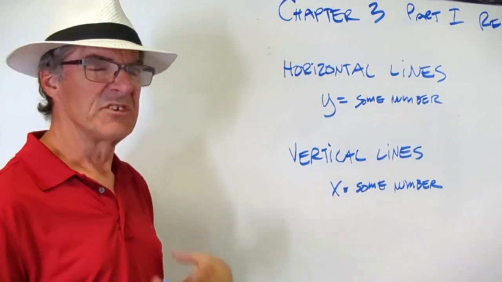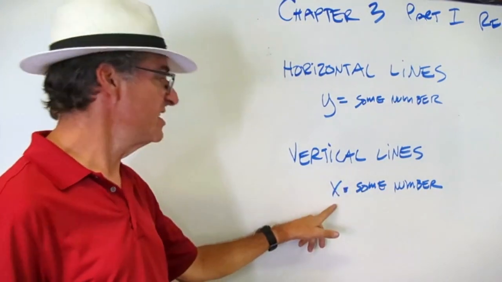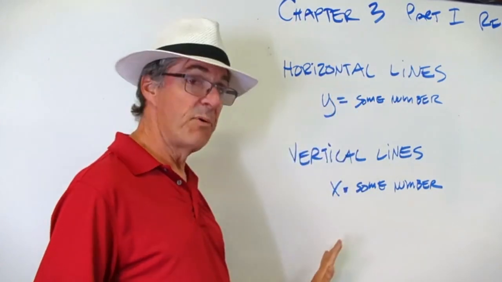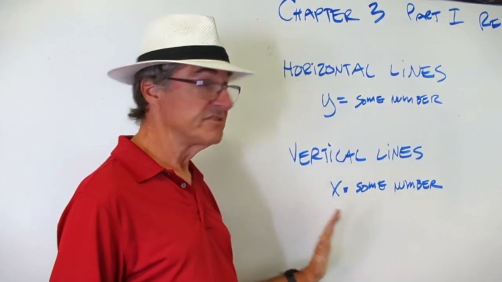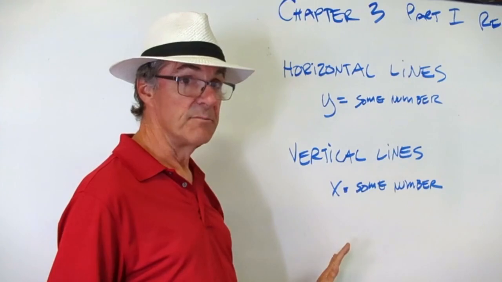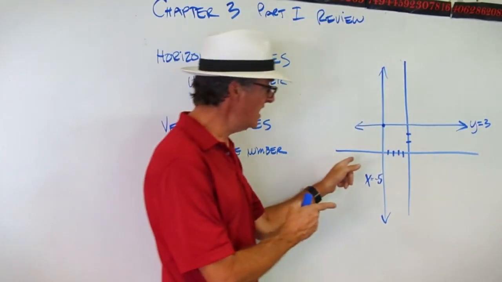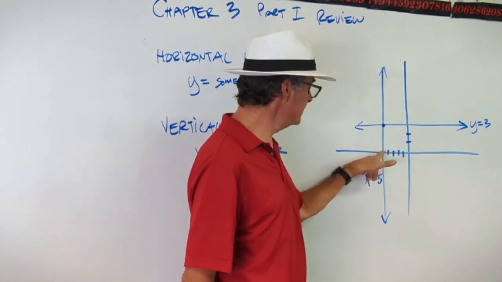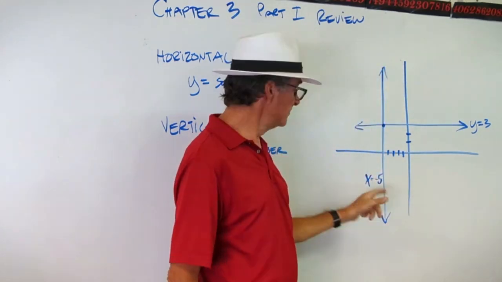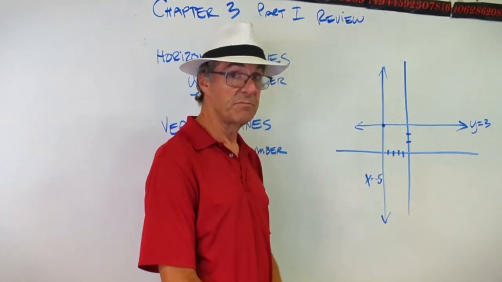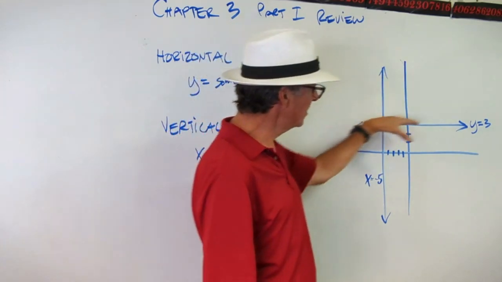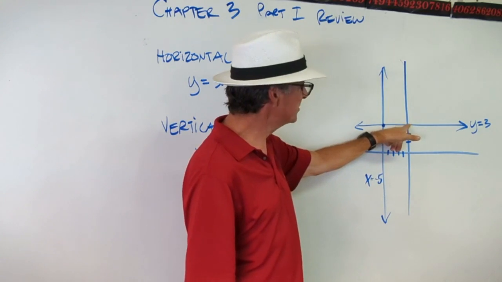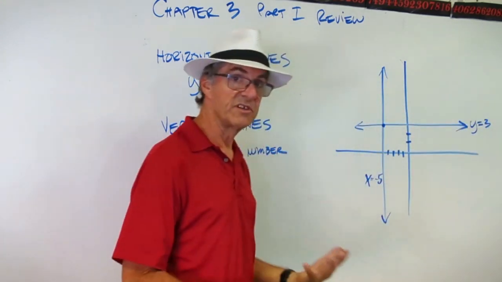Now a vertical line is really similar, except that it's x equals some number. So it's vertical. It means it's going to go through one point for x. Doesn't matter what y is. X is always going to equal that number. So let's go over here and take a look at two examples. Here's a line going through the point x equals minus 5. The line is vertical, so the equation of that line is x equals minus 5. Here's a horizontal line, y equals 3. It's passing through the point y equals 3 everywhere, so it's horizontal.